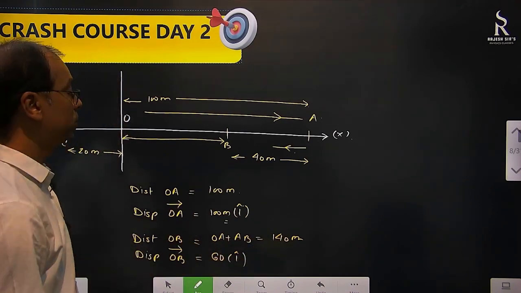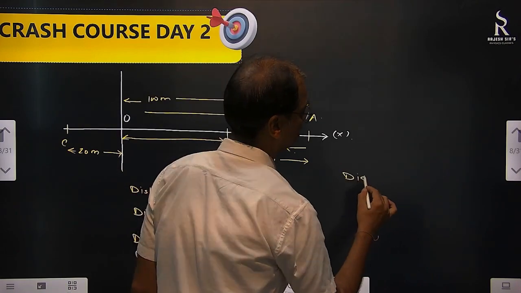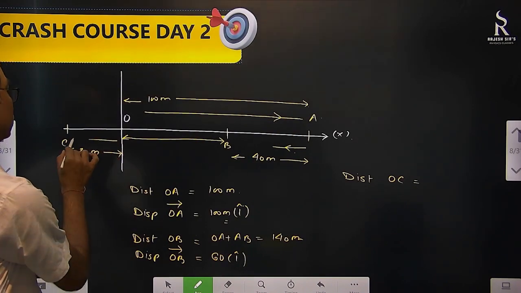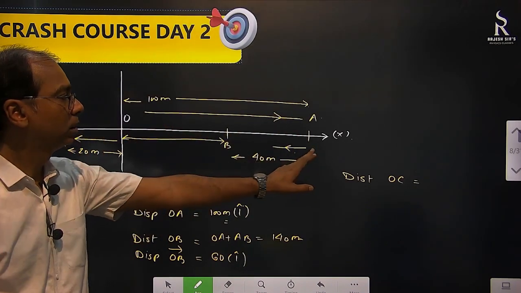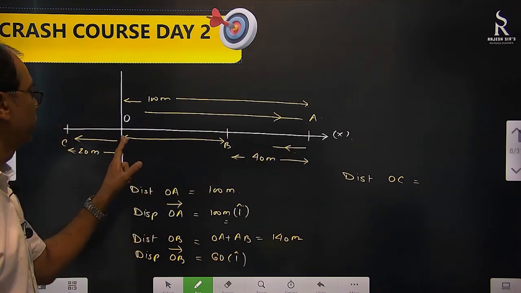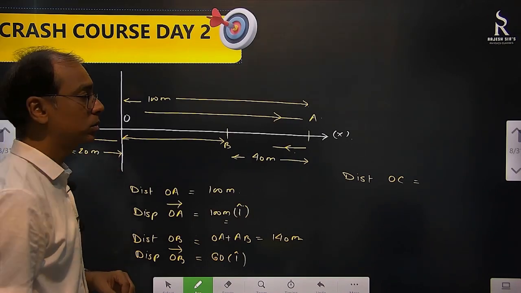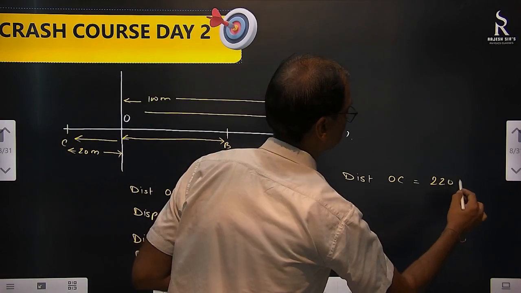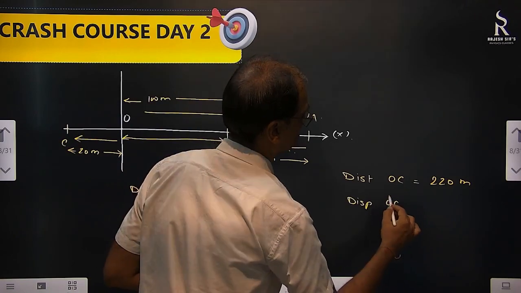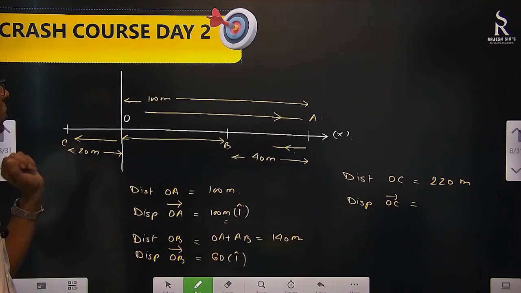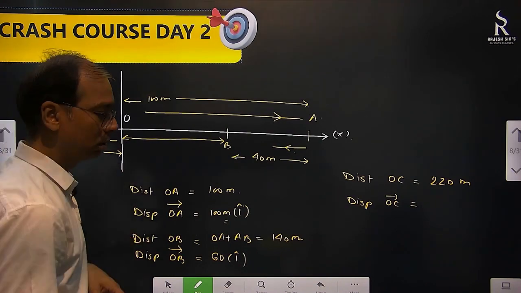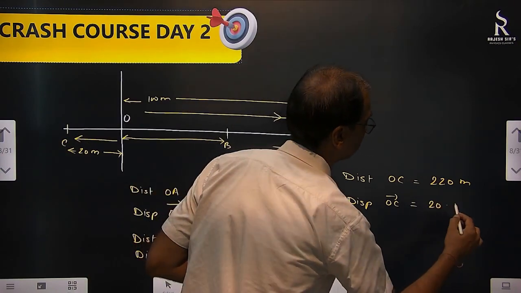Let's talk about OC now. Distance OC. How much is distance OC? OC means you will be coming here. So 100 meter, then you are coming back 100 meter and traveling 20. So 100 plus 100 plus 20. So distance traveled is 220. What about displacement OC? Displacement OC means this is your initial point, this is your final point. Initial, final. So this is 20 only. Magnitude is 20. What about direction? Minus i cap.